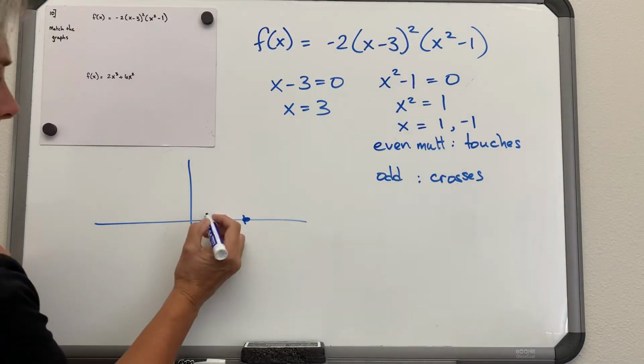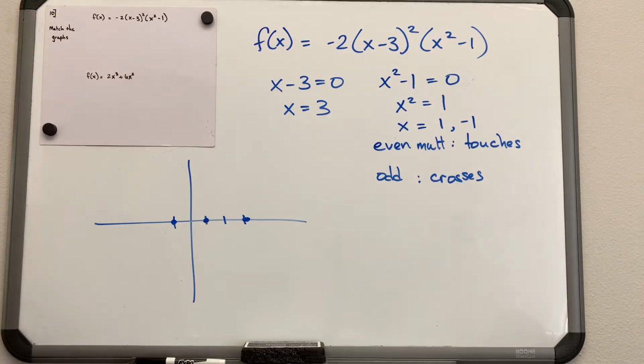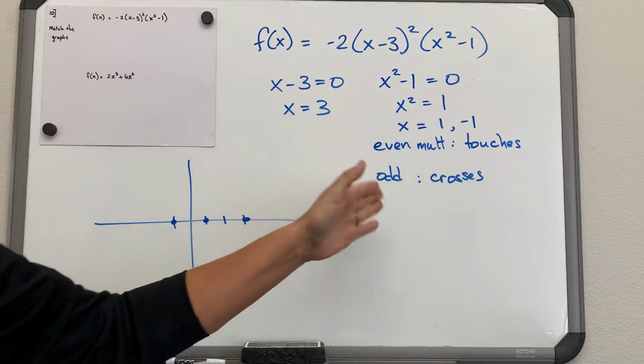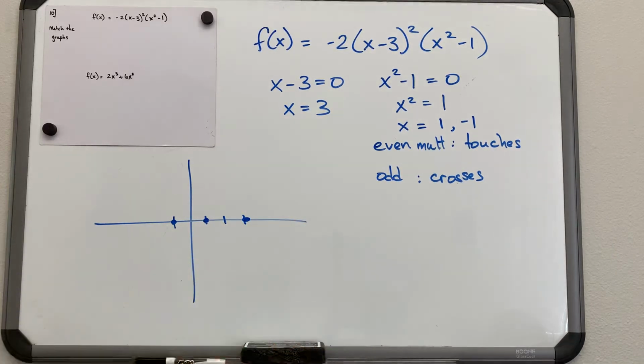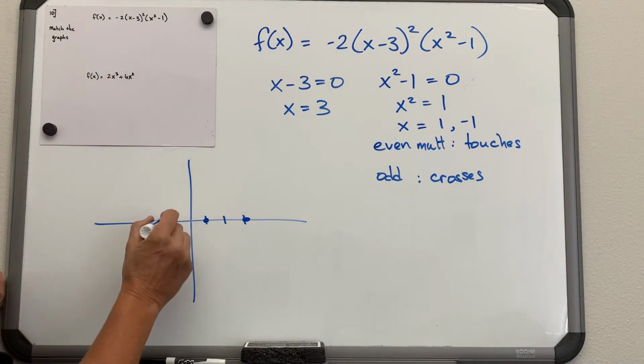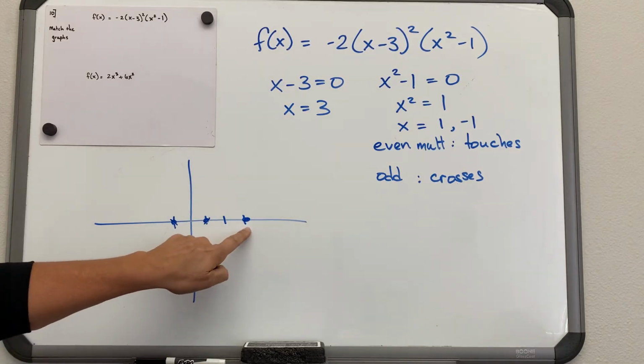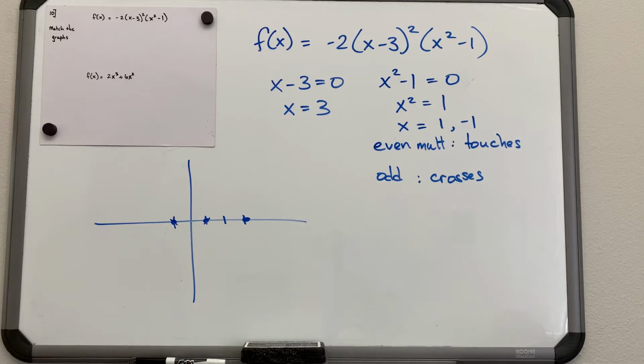And what that tells me is that it's going to do something at 1 and it's going to do something at -1. But in each of those cases, they only happen once, right? They don't have a multiplicity. And happening once is the same as an odd number, right, to the 1 power. So it's going to cross in both of these places. So somewhere this will cross, this one's going to bounce or just touch, okay?